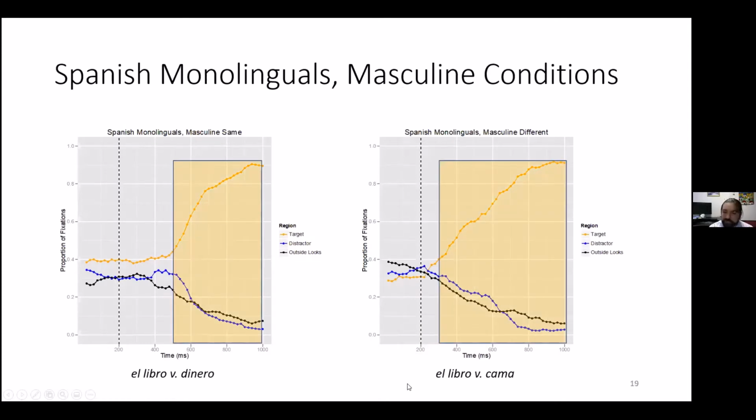These are somewhat complex graphs, but essentially what you're seeing is eye movements towards the target item presented in orange. These are the Spanish monolinguals. And you see that for the masculine determiners, when they hear the masculine determiner target and it's paired with an object that's also masculine, the separation between the orange and blue line takes place much later than in the context in which that target item occurs with a different gendered item. So this is a demonstration of prediction or an anticipatory eye movement, right? So they're using masculine to predict the upcoming noun.